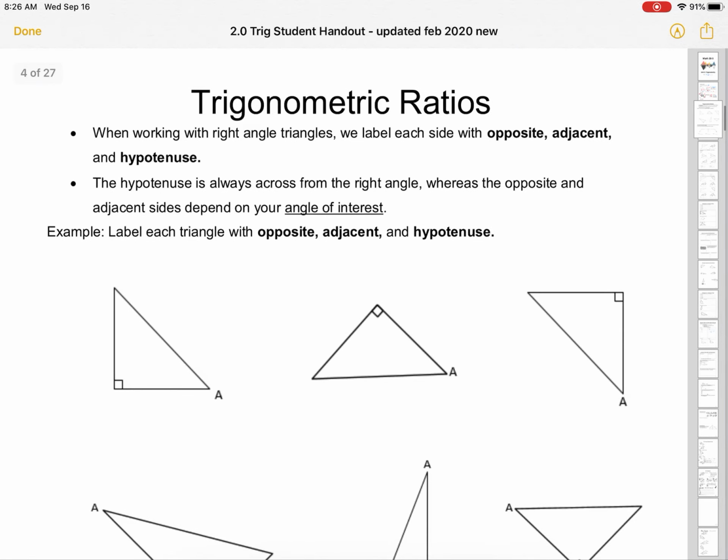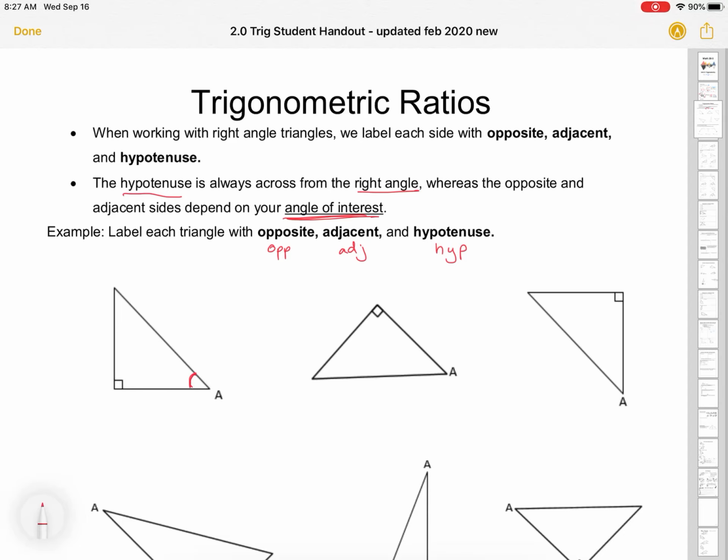Trigonometric ratios. Now, we talked about this in the last unit when we talked about the tan ratio, in terms of where opposite and adjacent are, as opposed to hypotenuse. So we're going to take a look at these. The hypotenuse is always across from the right angle, so it's always that longest side. The opposite and adjacent sides depend on your angle of interest. So where are you looking from? Let's do some labeling. I'm going to use the words OPP, ADJ, and HYP to label these.